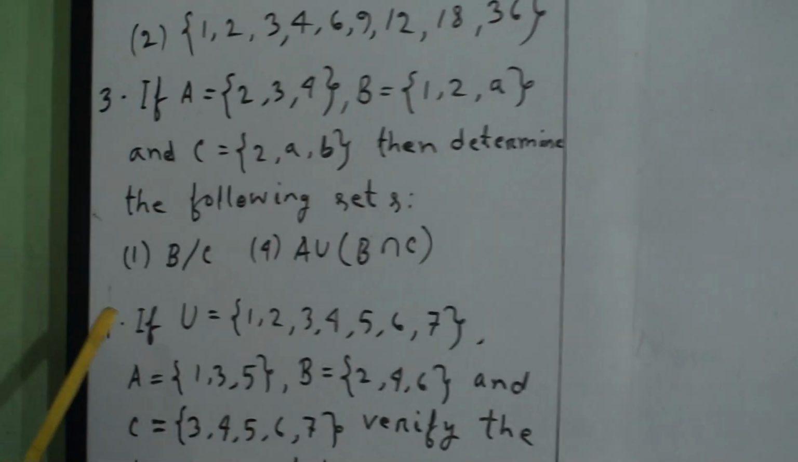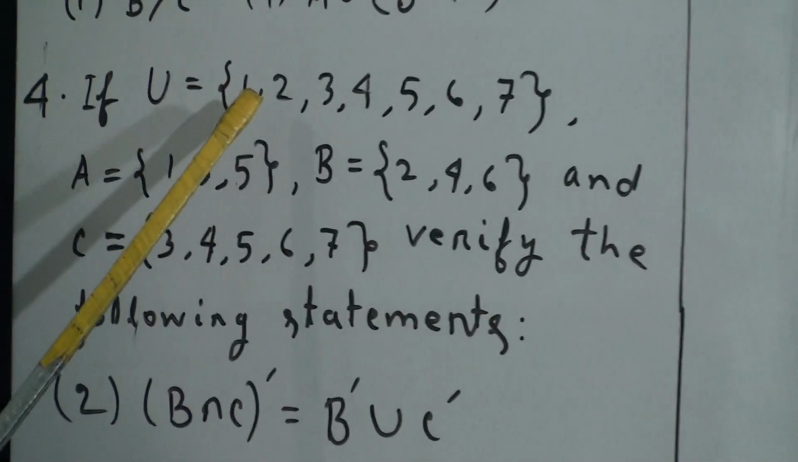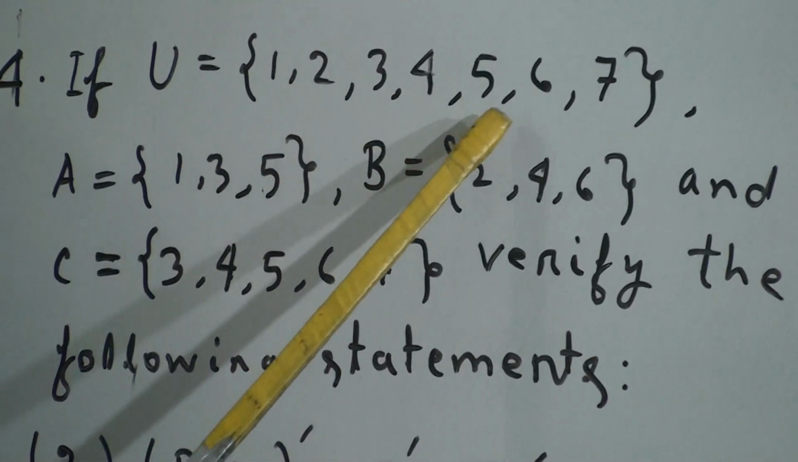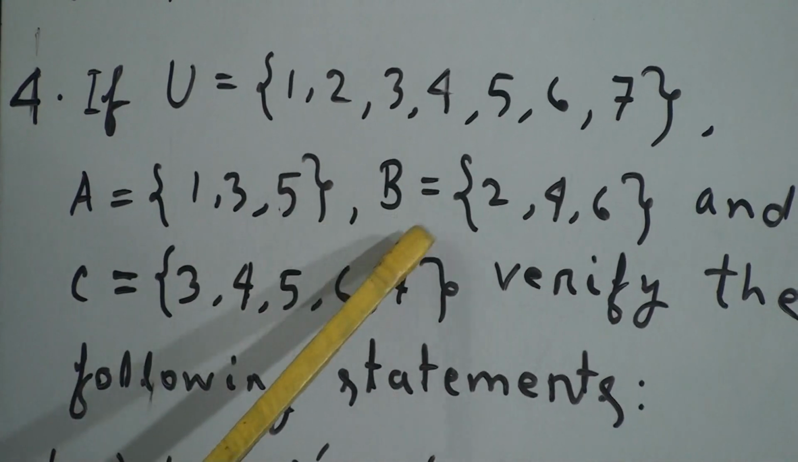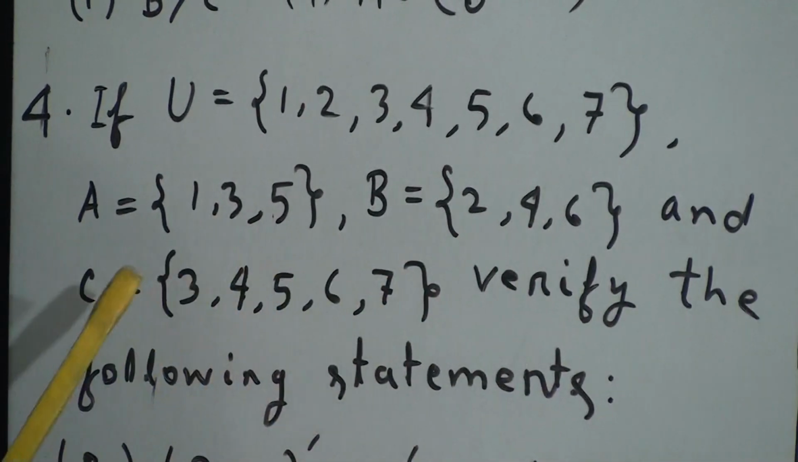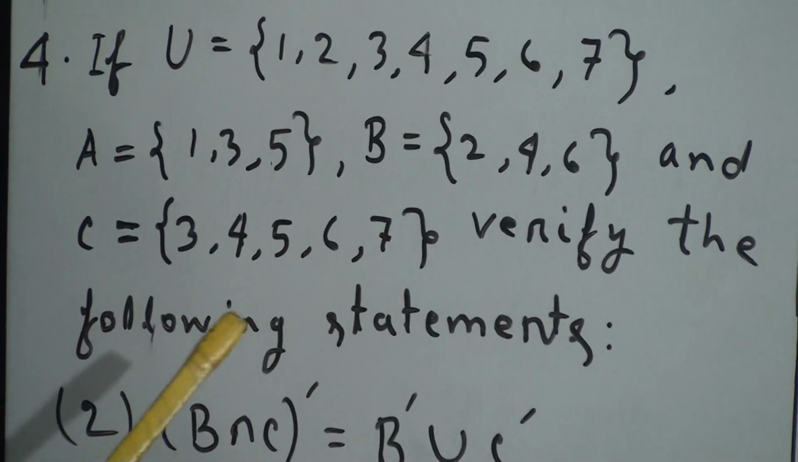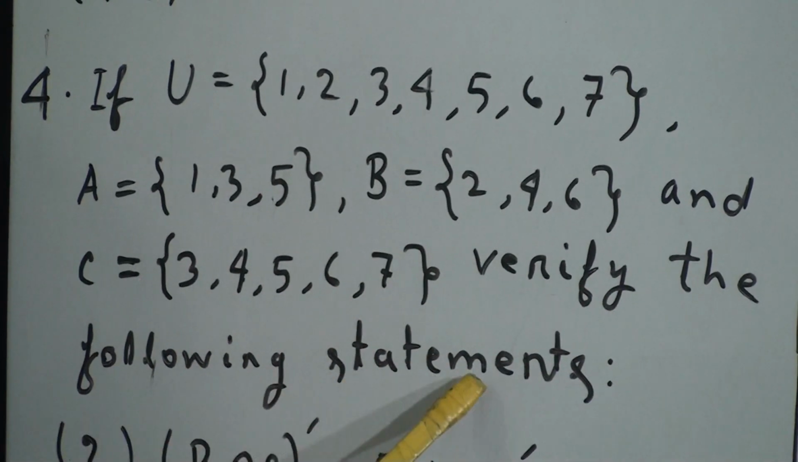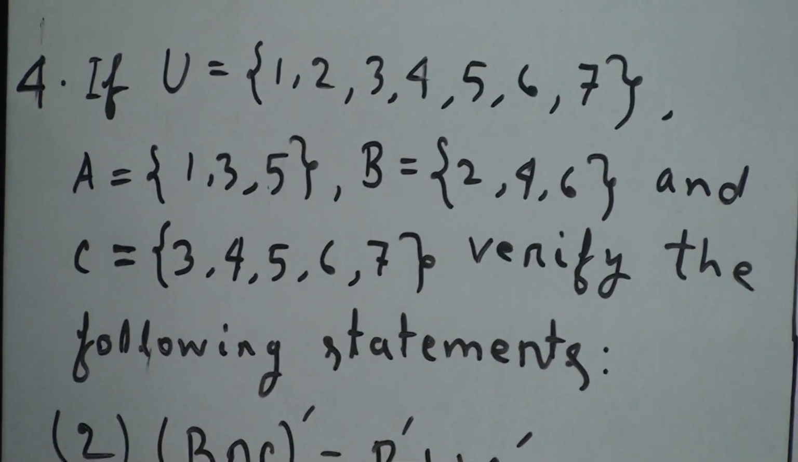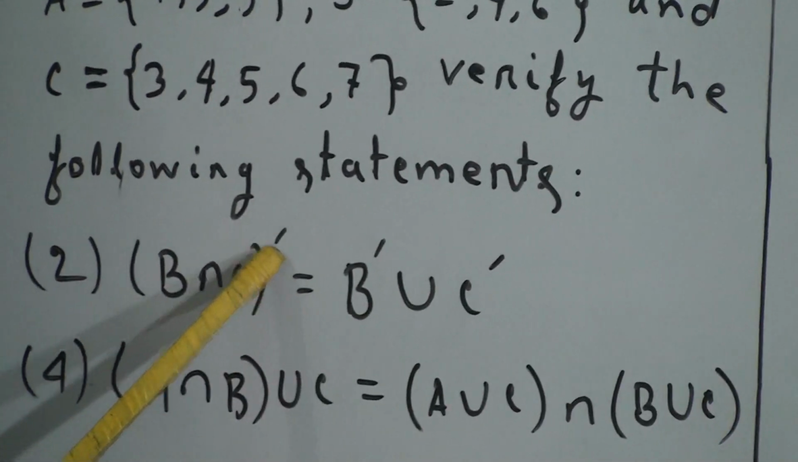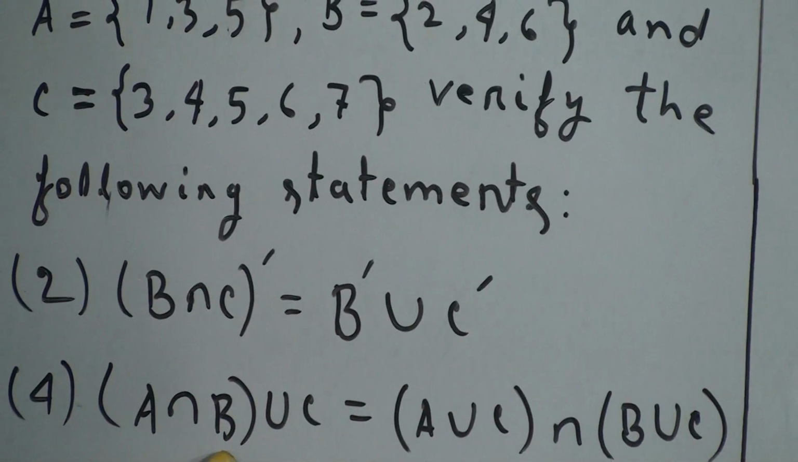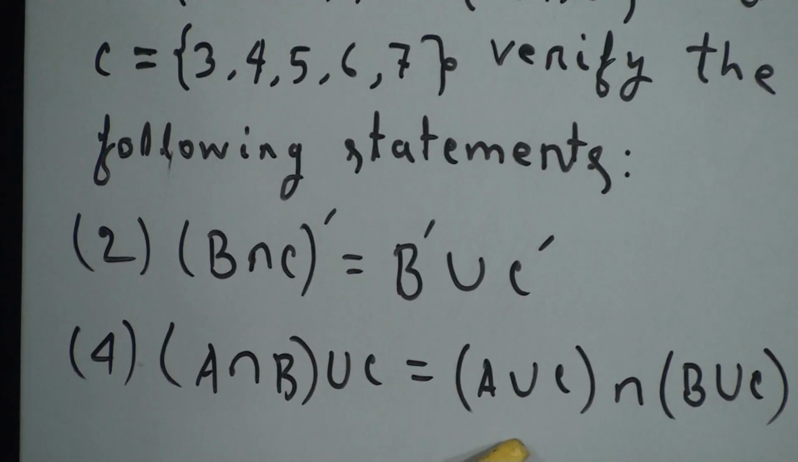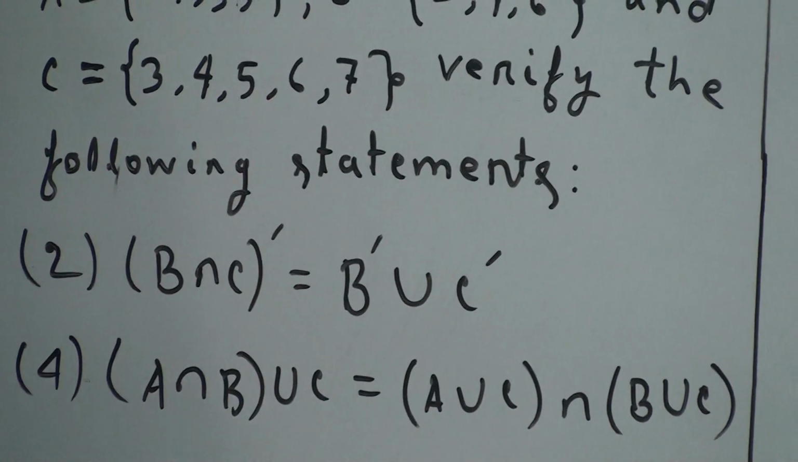Here the question is: if U equal to 1, 2, 3, 4, 5, 6 and 7, A equal to 1, 3, 5, B equal to 2, 4, 6 and C equal to 3, 4, 5, 6, 7. Here we have to verify the following statements. First statement is (B intersection C) whole prime equal to B prime union C prime, and another statement is B intersection (B union C) equal to (A union C) intersection (B union C).